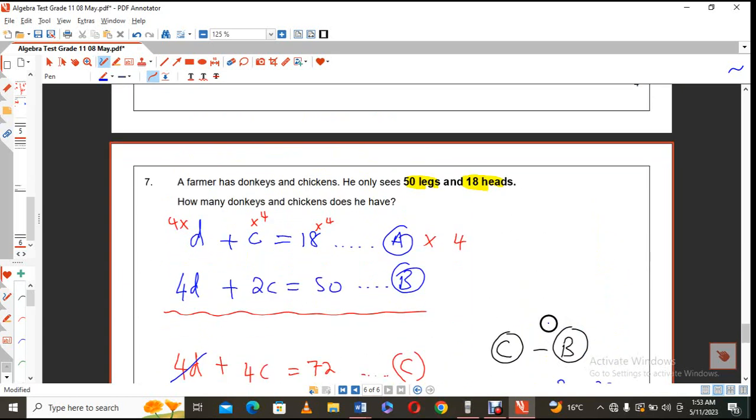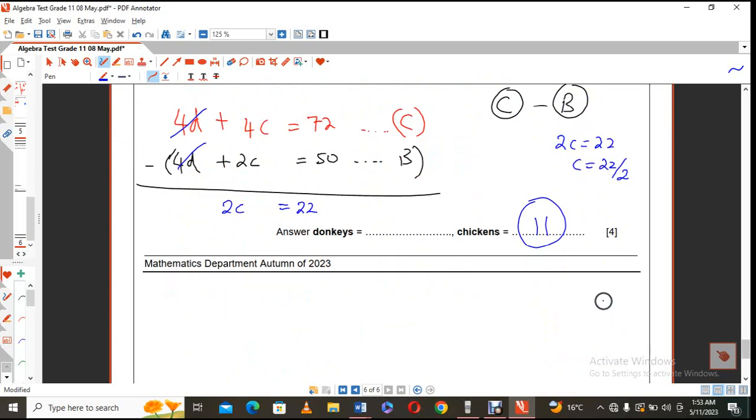Now, the number of donkeys plus the number of chickens is 18, and we just saw that we have 11 chickens, so the number of donkeys should be 18 minus 11, which is 7. So there are 7 donkeys on this farm.